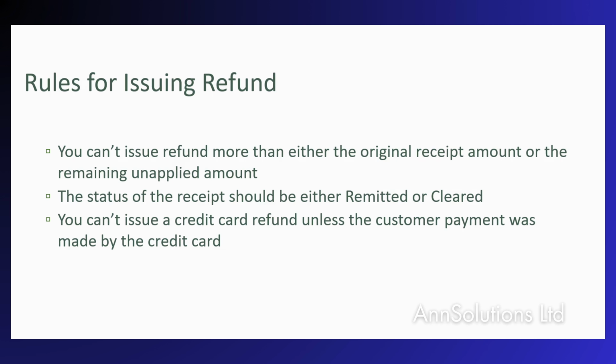And then when you are applying the clearance method, which is going to be automatic or it's going to be manual. Now if you're applying manual, that means in cash management you have to manually clear those receipts. So that time the receipt status is going to be cleared. The third bullet point, you can't issue a credit card refund unless the customer payment was made by the credit card. This is very straightforward bullet point. So let's deep dive into the demo.